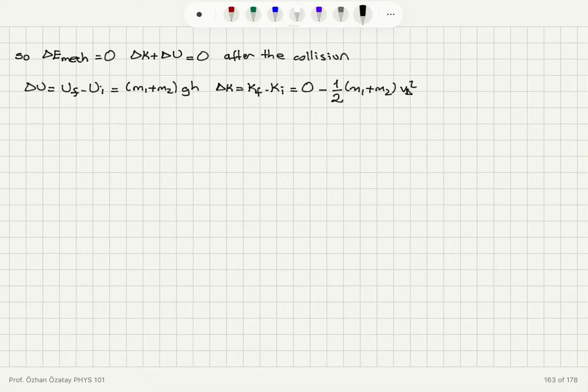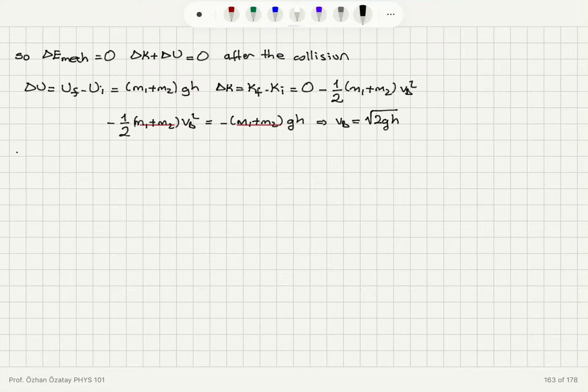So you can see that the change in the kinetic energy, minus 1/2 (m1 plus m2) vb squared, must be equal to the change in the potential energy, (m1 plus m2) g h. m1 plus m2 will disappear, so that we will find vb, the speed after the collision, to be equal to the square root of 2gh.